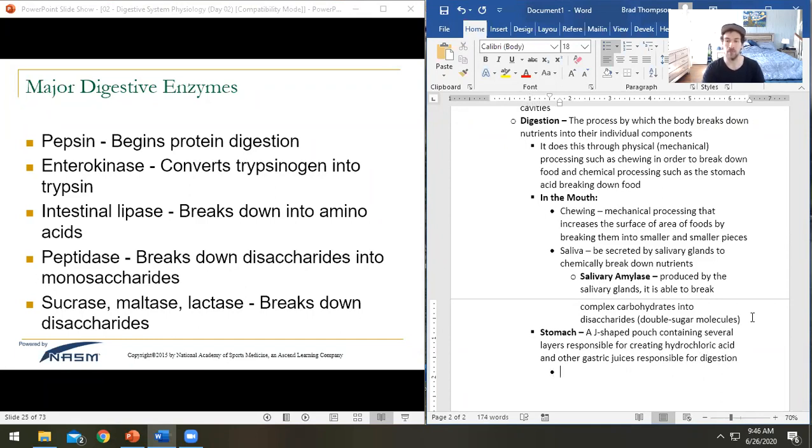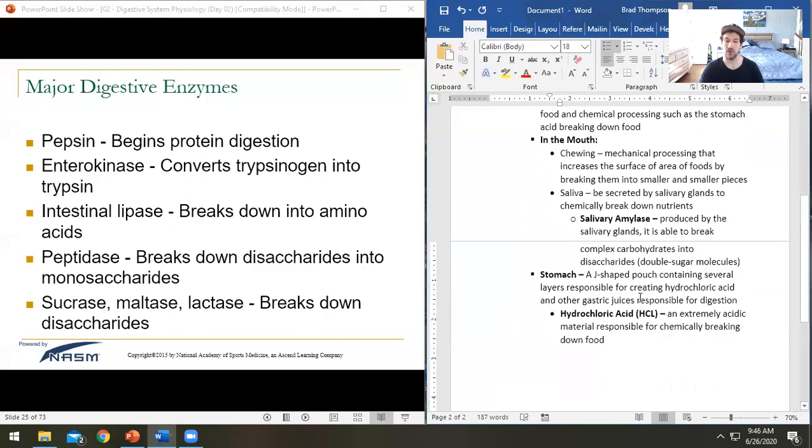Okay, so the first one I want to mention, like I said, is hydrochloric acid, or HCl. And this is going to be, actually, you know what? Yeah, I'm going to open it up there. An extremely acidic material responsible for chemically breaking down food. Okay.